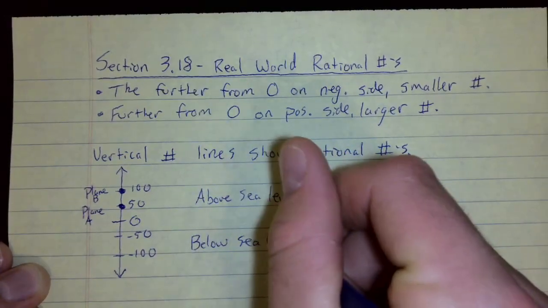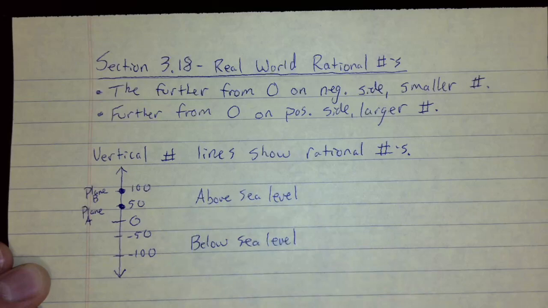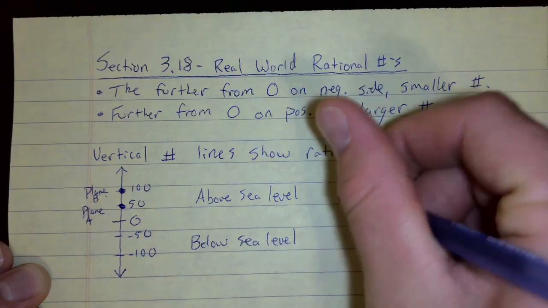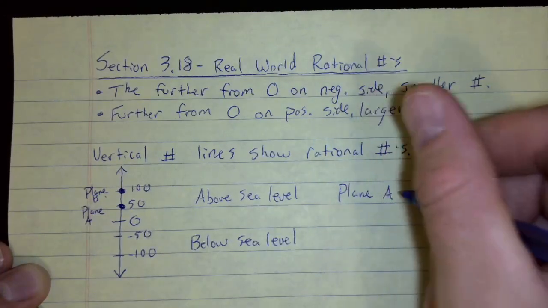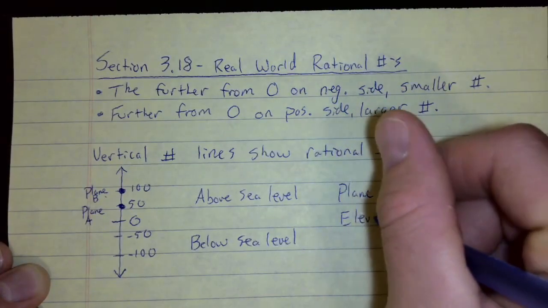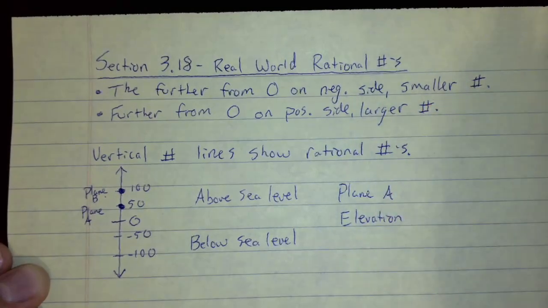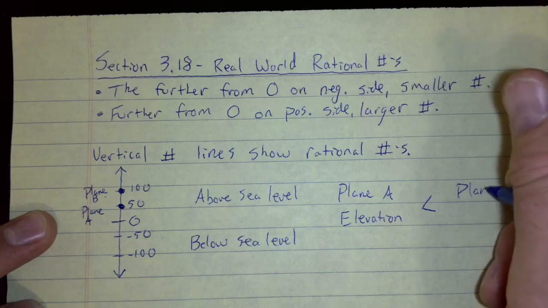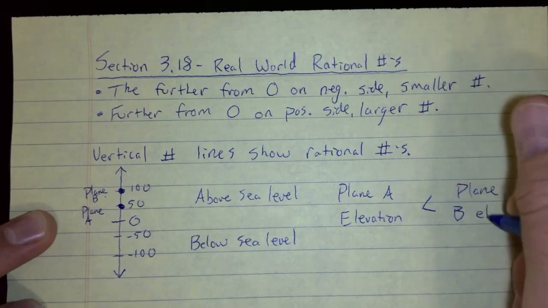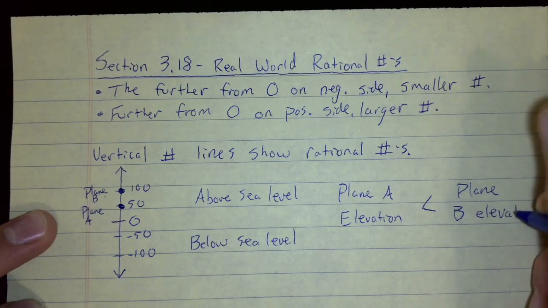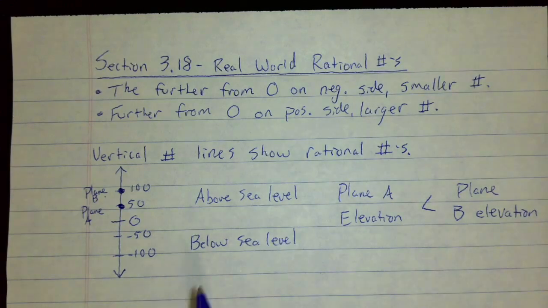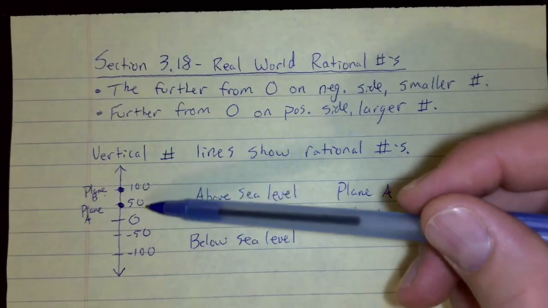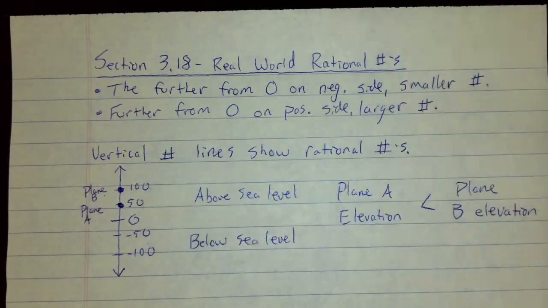Anything under 0 is going to be below sea level. So here's our vertical number line. When we compare the two on elevation, plane A's elevation is going to be less than plane B's elevation. So with vertical number lines, we can see rational numbers on both the positive and the negative side.